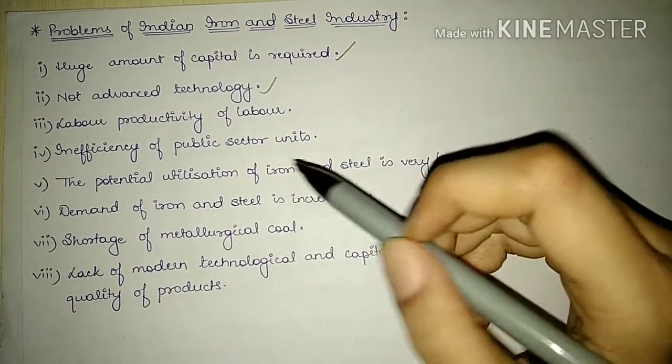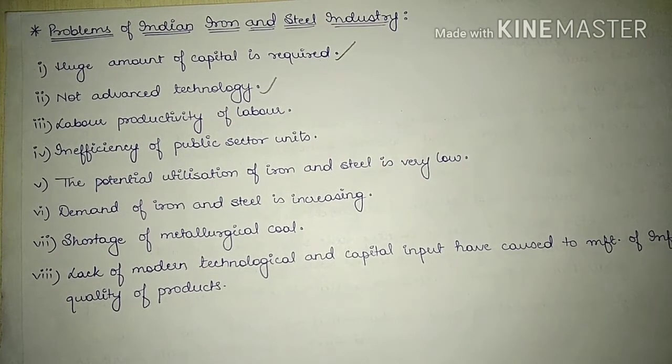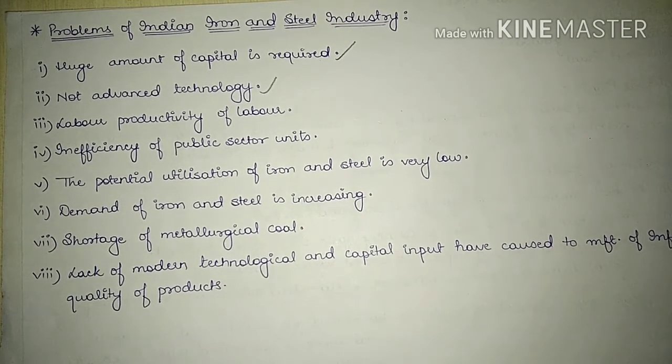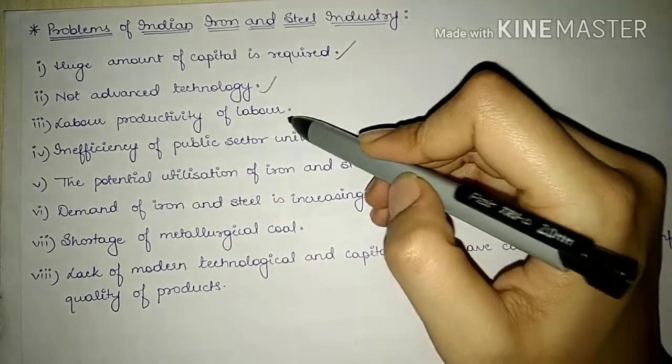After that, we will see that the per capita labor productivity in India is lowest in the world. If we talk about the labor productivity in Japan and Korea, which are some of the other steel producing countries, we will see that their capacity is 600 to 700 tons per man per year, while in India it is 90 to 100 tons per man per year. Okay, so the labor productivity is very low.